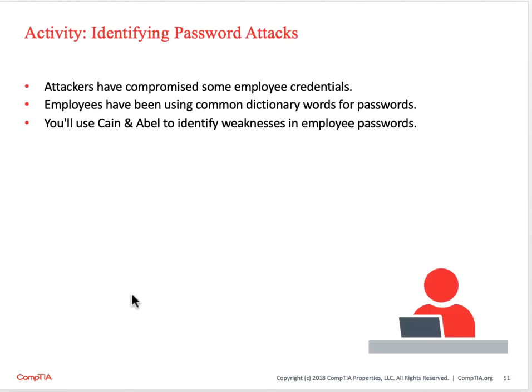And the next activity will be identifying password attacks. Attackers have compromised some of DevelopTech's employees' credentials, and employees have been using common dictionary words for their passwords. We're going to use Cain and Abel to identify weaknesses in our employee passwords.